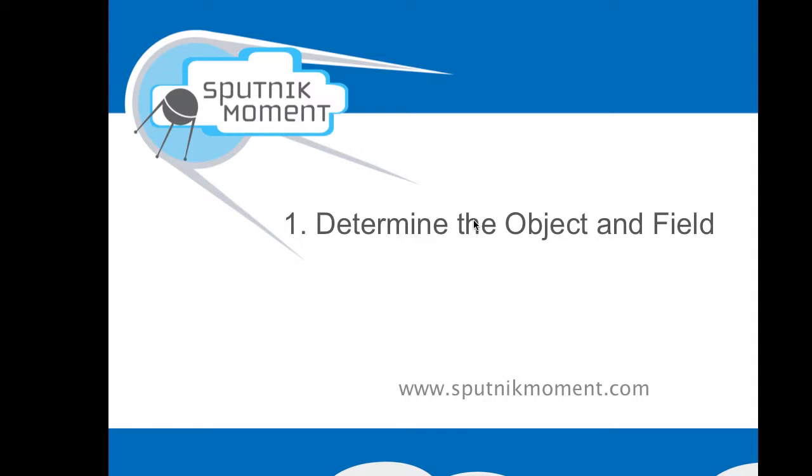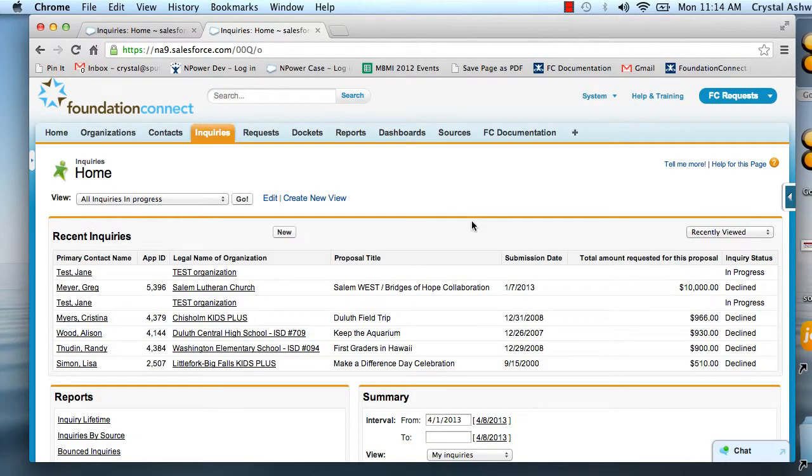The first step to creating a portal field record is determining which object you wish to create the portal field for. You can use portal fields on inquiries, requests, grantee reports, and external reviews. In this example, we're going to create the portal field record for an existing inquiry field. Portal field records are created in Salesforce and reflected on your FoundationConnect portal. Using the example I mentioned a moment ago, let's rename the EIN field to Employer Identification Number.